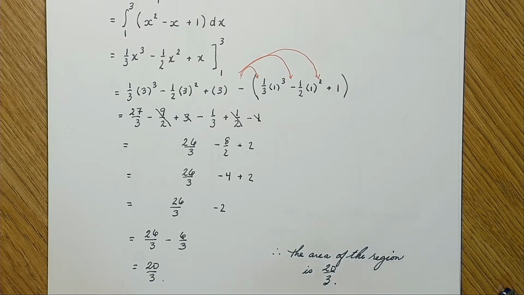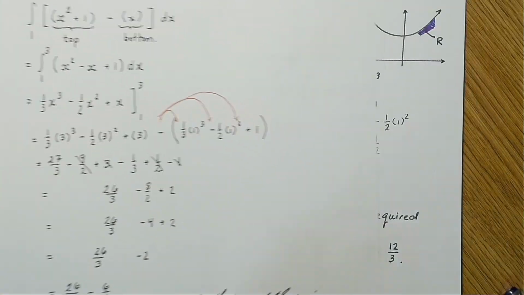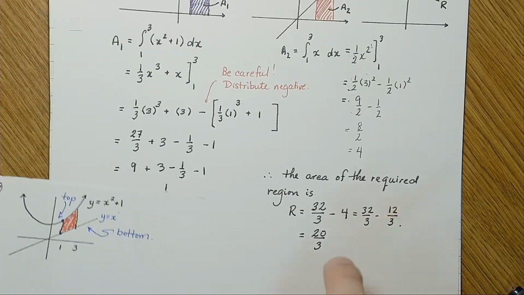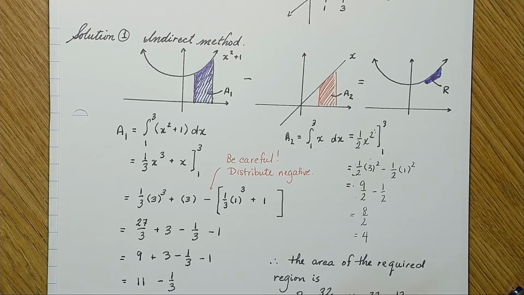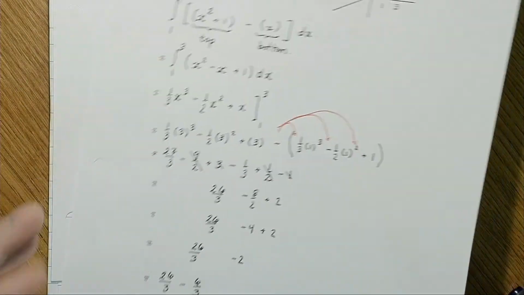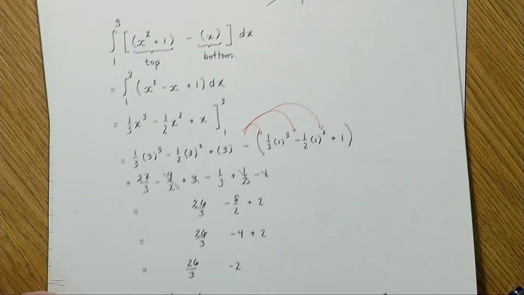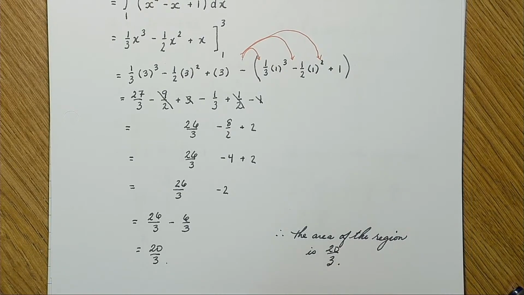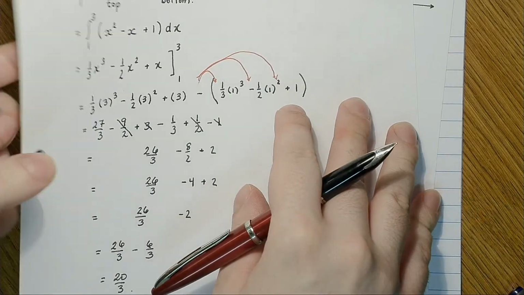So it's 20/3, and what's good about that is from the first solution, using the indirect method, the area is 20/3, and by this second method, the direct method, I also get 20/3. So I'm pretty confident that the answer is correct. Those are two different methods. You can pick which one you prefer.